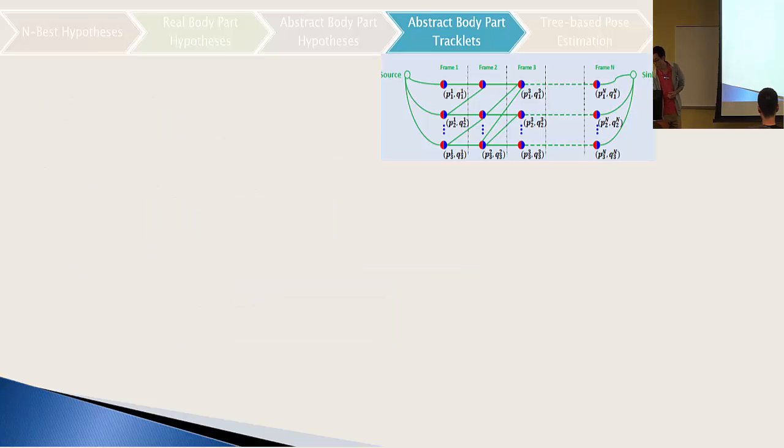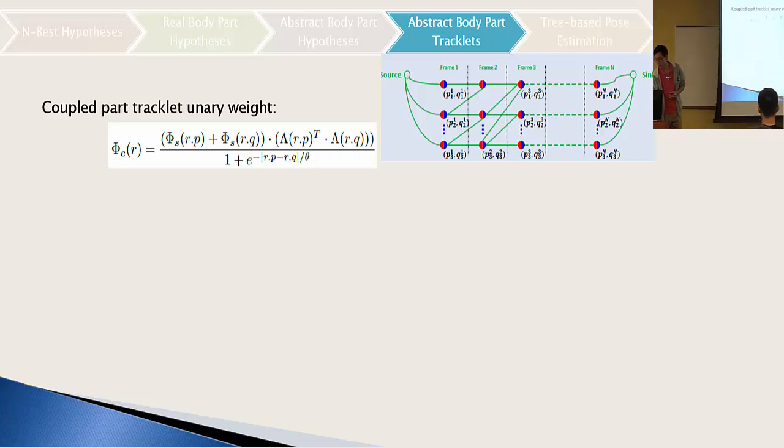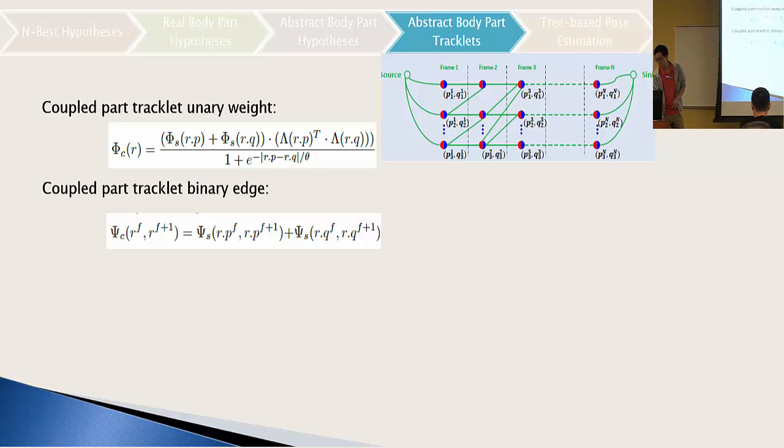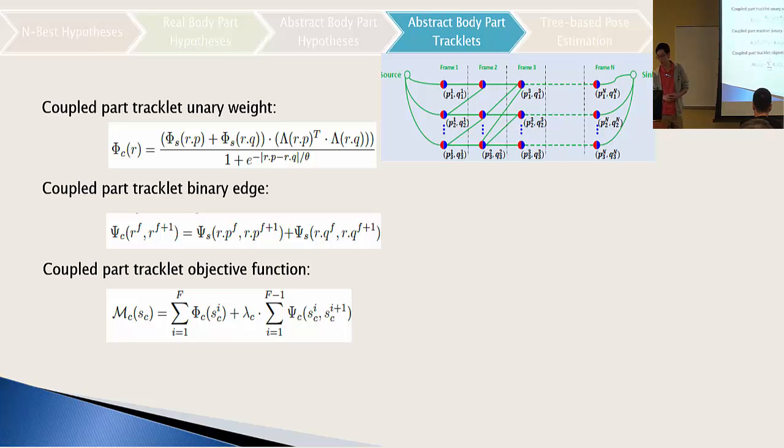And this is the graph for the coupled body parts. And the unary weights for this is the combination of the detection score for the left component and the right component, and the compatibility score, which is the dot product of the color histogram. And the denominator is the inverse of sigmoid function, which measures the distance between the two body parts. And the binary edge for the coupled part is the combination for the two components as well. And similarly, we define the objective function for the coupled part tracklet.